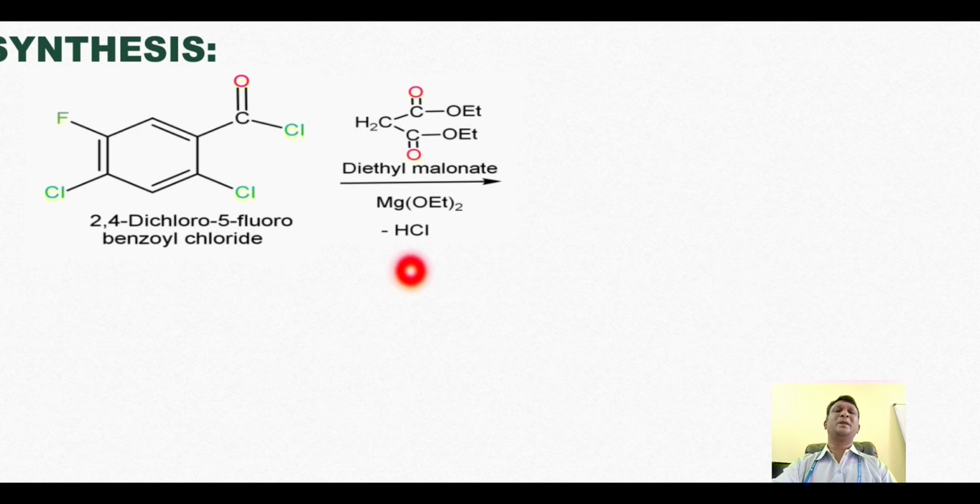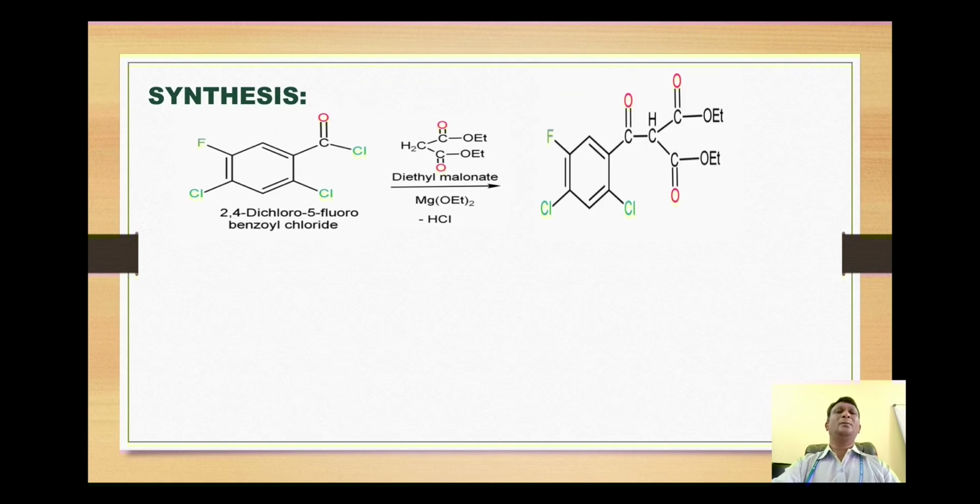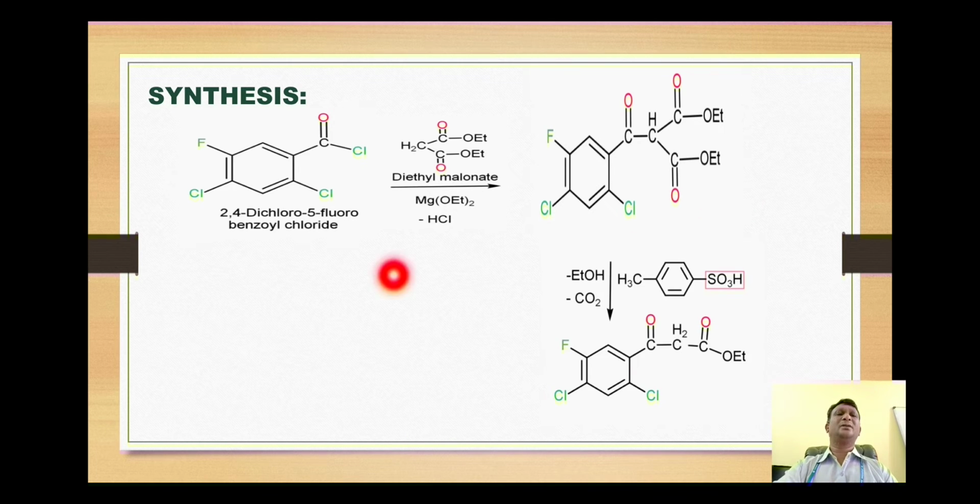The reaction takes place in presence of magnesium ethoxide. So this ultimately gives the formation of this substituted product, which is then reacted with this reagent, that is para-toluene sulfonic acid.